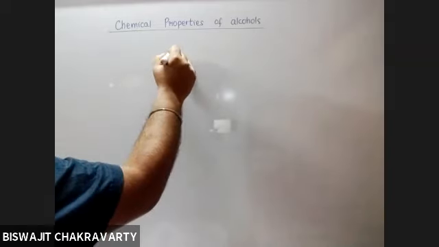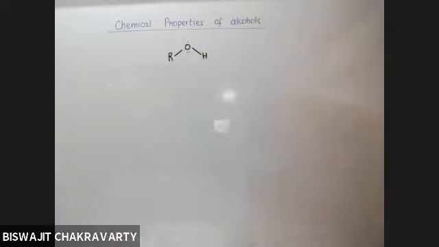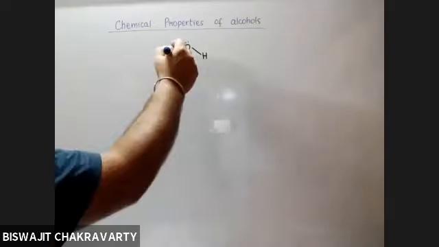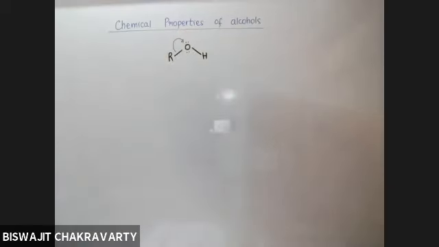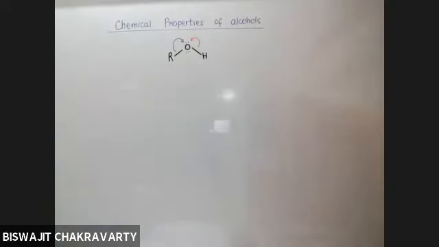Alcohols are represented in this manner, where you see that oxygen is a highly electronegative element, and it is capable of taking away the electrons both from the carbon as well as from the hydrogen. Obviously, it will not take away the electrons from both at a time. It can take electron from R also, and it can take electron from H also, one at a time.